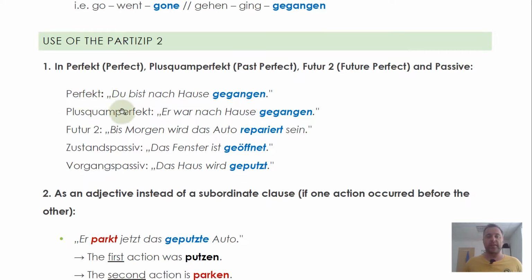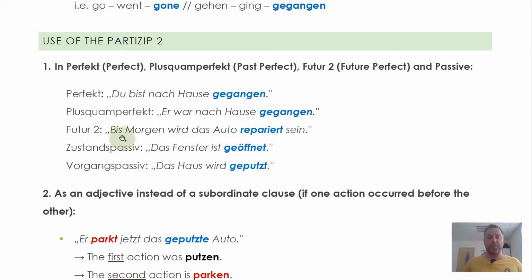So let's have a look at one example per use case. Du bist nach Hause gegangen. You have gone home. It's not always what you would say in English, but this is the exact translation. Plusquamperfekt: Er war nach Hause gegangen. So he had gone home.